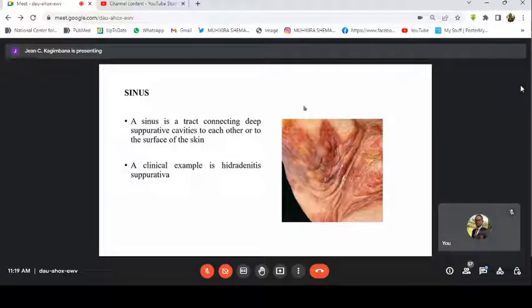Sinus. You see, you have small hollows where the pus comes from inside the sinus, and it is seen on the skin. There is a clinical example: hidradenitis suppurativa. This is typical when you have sinuses on axillary areas or groins. Just as a dermatologist, you think about hidradenitis suppurativa.